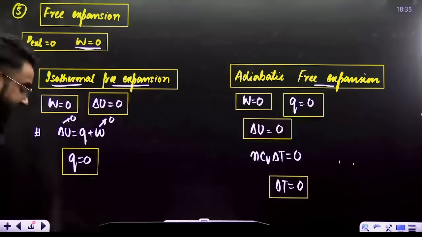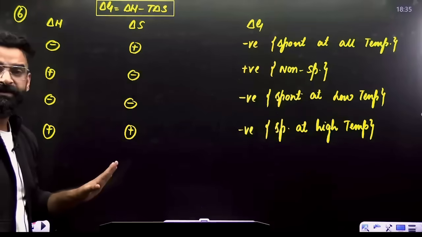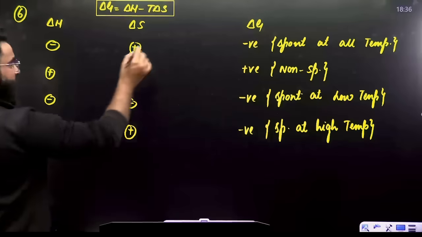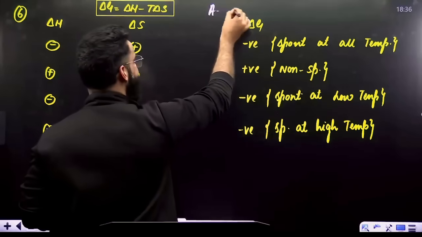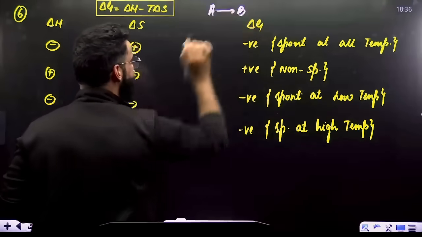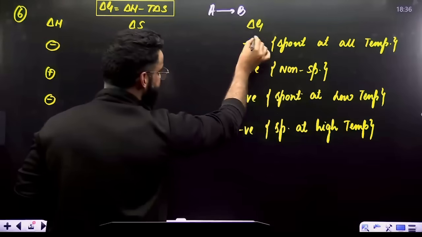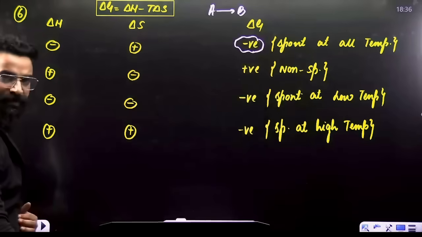One more short question that can be asked. Similarly, this is one more table, my dear students. Perfect. From which question can be asked. If you will be having any process, for example, A gives B. Let's say we have got a reaction, A gives B. Perfect. Now, during this reaction, if delta H is negative, delta S is positive, delta G will automatically come out to be negative, and we say the reaction is spontaneous at all temperatures.